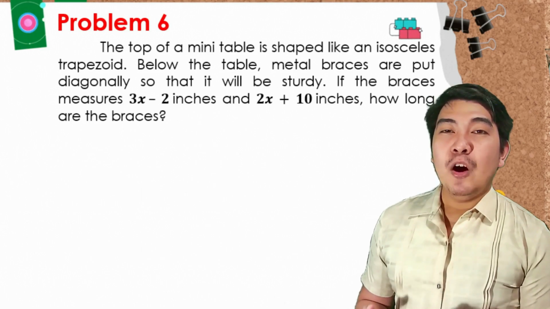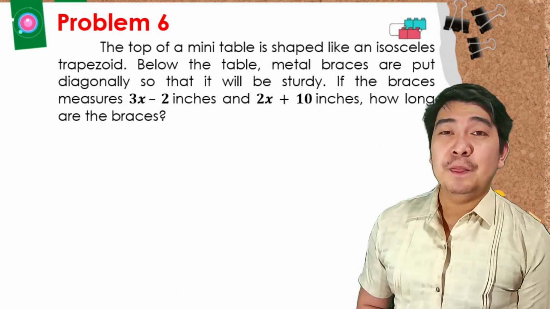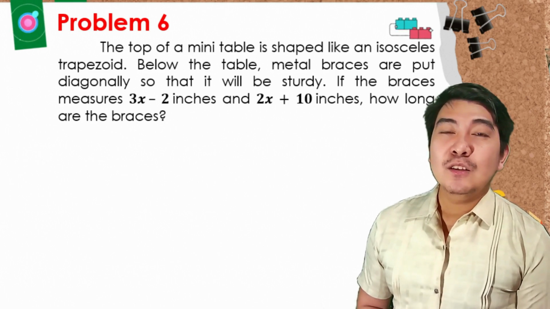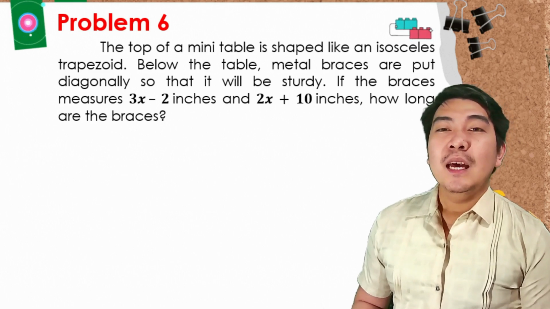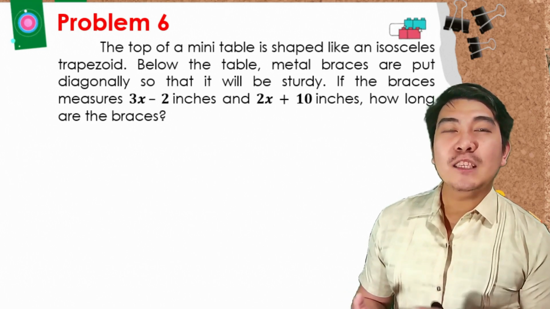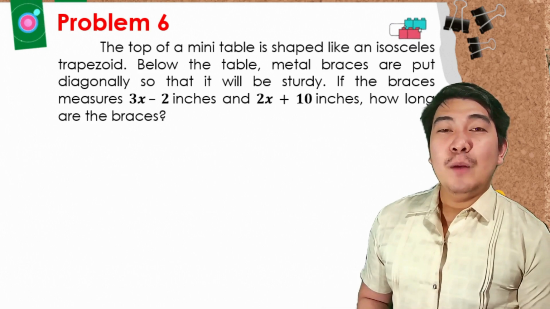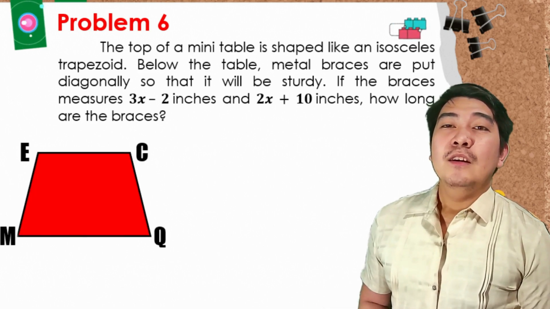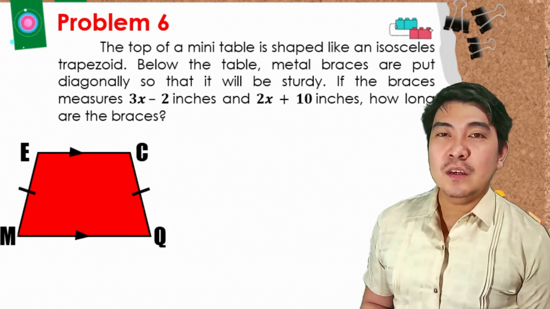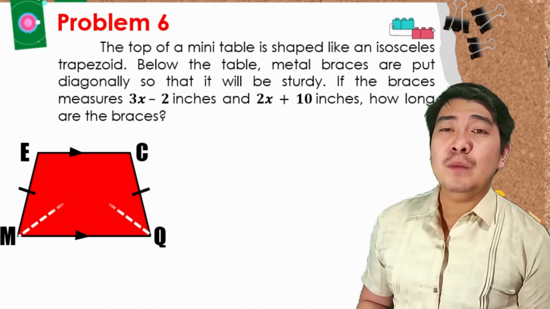So the top of a mini table is shaped like an isosceles trapezoid. Below the table, metal braces are put diagonally so that it will be sturdy. If the braces measure 3x minus 2 inches and 2x plus 10 inches, how long are the braces? Let us now represent the given figure. So we are given an isosceles trapezoid. So there is the isosceles trapezoid. And we are to get the length of the braces that will be put diagonally.